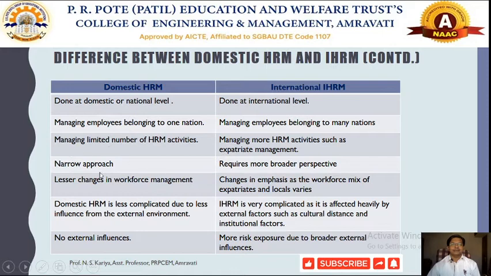Some kind of approach, called a narrow approach, would be there, because many of the home country employees are familiar with the socio-cultural environment. In international HRM, we require more and broader aspects. We need to think about how to relocate that particular international employee within the particular firm. There are lesser changes in workforce management. Here we manage our management information system, and there will not be too many changes.